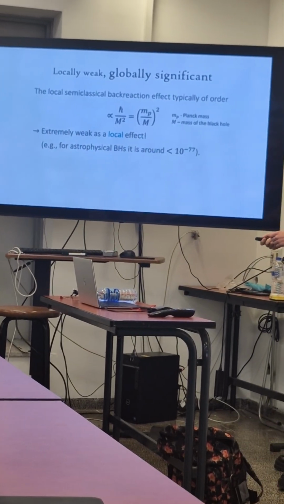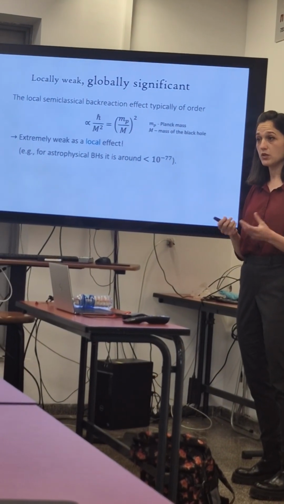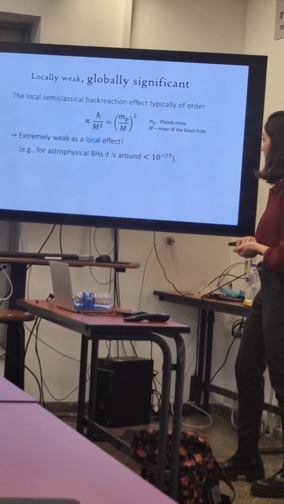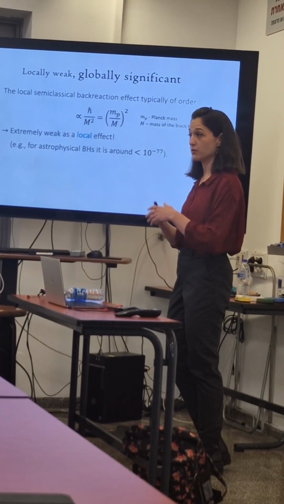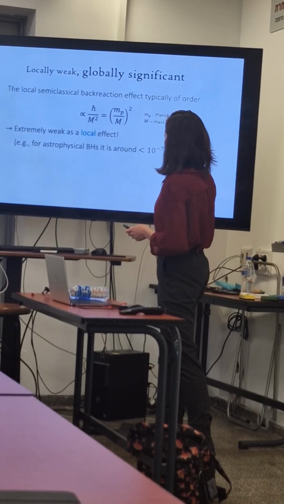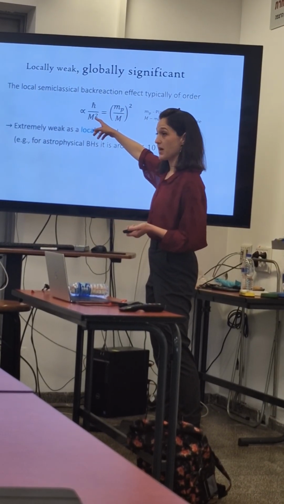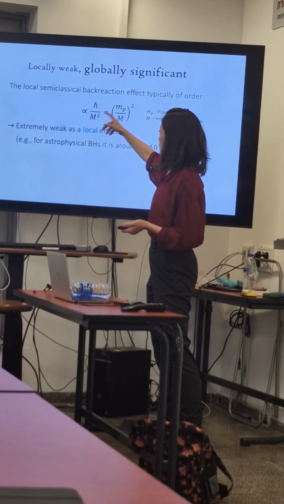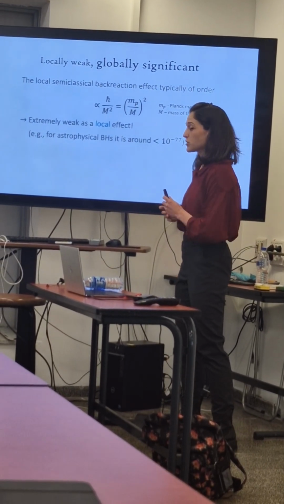So you may say, well, this must be a very, very small effect on the metric, because we're used to quantum effects being of the order of h bar, which is very small, right? So locally, indeed, this effect is very small. It goes like h bar over the mass of the black hole squared, which is the Planck mass over the mass of the black hole squared. So this is extremely weak.